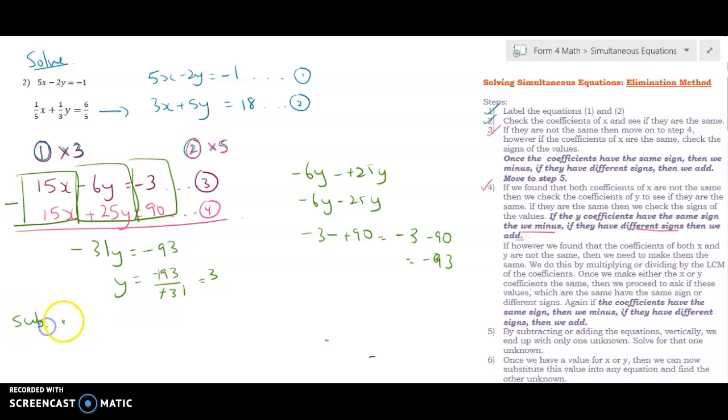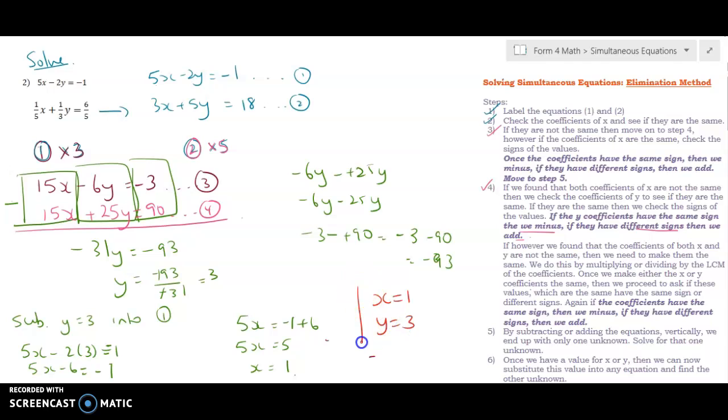So lastly, I say substitute y is 3 into equation 1. So we get 5x minus 2 by 3 is equal to minus 1. So we get 5x minus 6 is equal to minus 1. So 5x is equal to minus 1 plus 6. 5x is equal to 5. So x is equal to 5 divided by 5, 1. So this means, everyone, that I have my answer for number 2, which is x is 1 and y is 3.